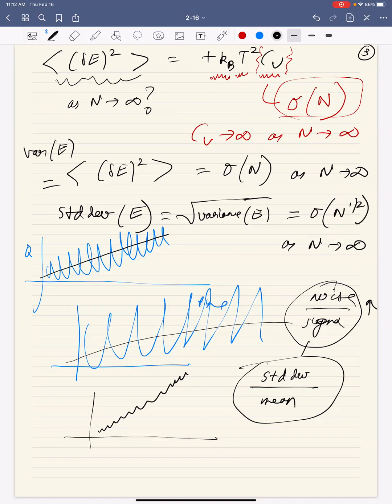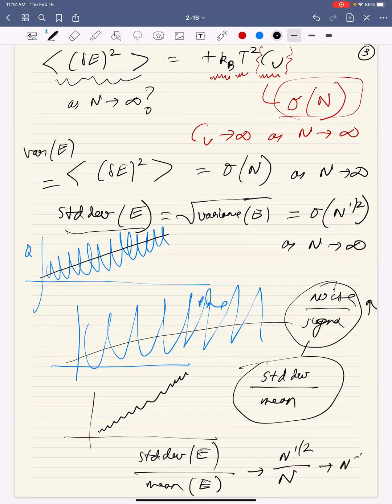So standard deviation by mean measures noise by signal. And what is this telling us? So we just showed that the variance in energy goes as heat capacity, which is order of n. Therefore, standard deviation of energy goes as square root of n, right? So therefore, standard deviation of energy by mean of energy, how does this behave? Numerator behaves as square root of n, and denominator behaves as n. So what does the total thing behave as? N to the power minus 1 by 2.